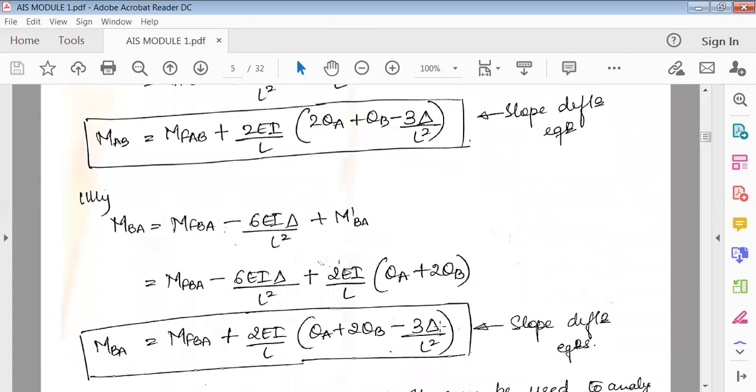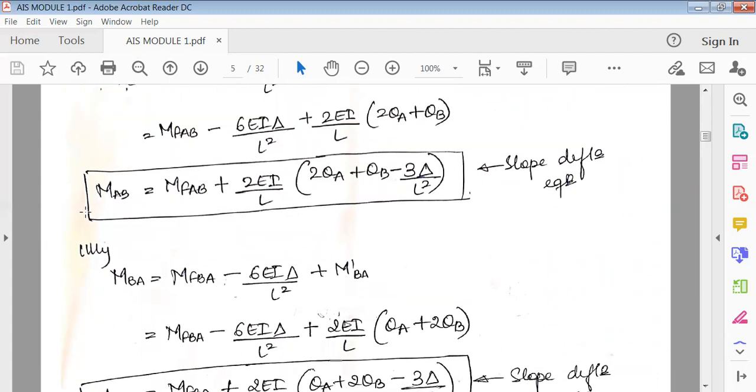Now these are called slope deflection equations. You can see here, these are important. MAB is the moment in span AB, which starts at A and ends at B, equal to MFAB. Here M means moment, and the term F indicates fixed end moments. As and when we solve problems, I'll tell you what exactly the fixed end moments are.